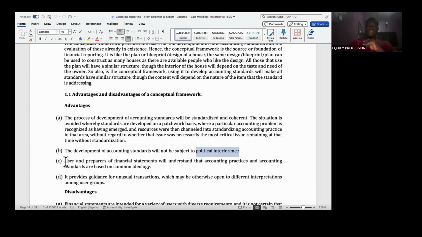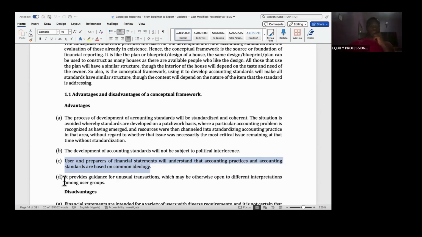Number three is that users and preparers of financial statements will understand that accounting practices and accounting standards are based on a common ideology. Common ideology as in the set of principles, because we have this uniform set of principles on which IFRS is developed. So users understand that we're not just doing what we do anyhow. Our reports are not done anyhow. It's based on a common ideology.